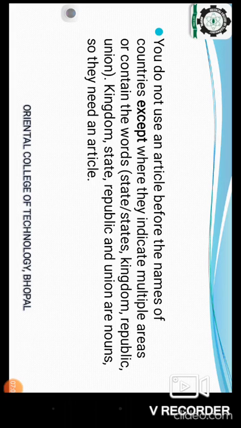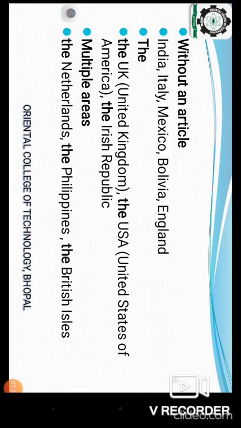You do not use an article before the names of countries, except where they include multiple areas or contain the words state, states, kingdom, republic, union. Kingdom, state, republic and union are nouns, so they need an article. Without an article: India, Italy, Mexico, Bolivia, England.